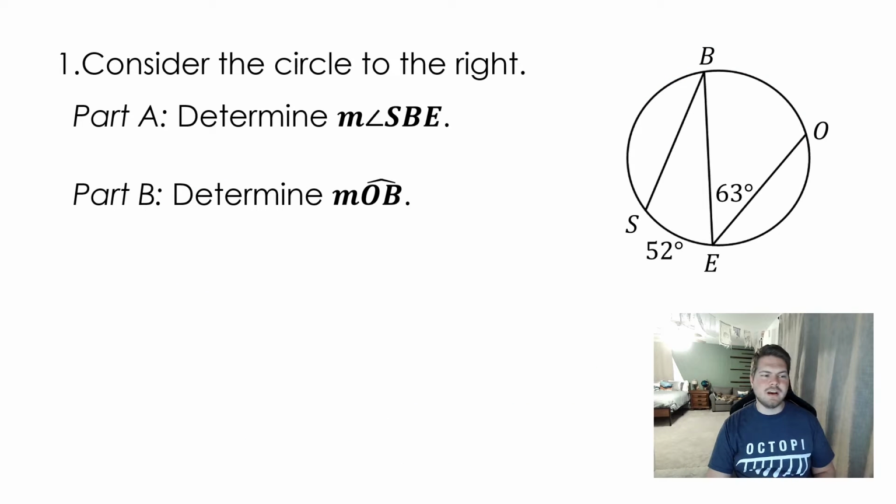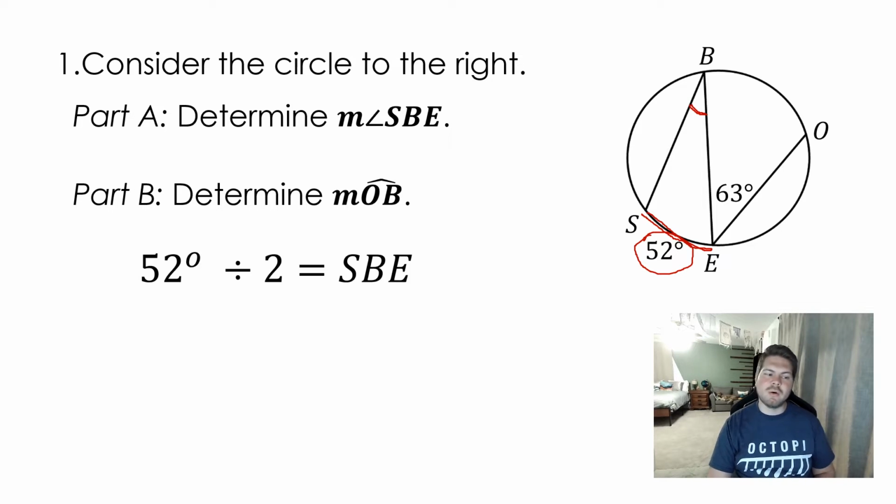All right, now we're going to determine angle SBE, or angle B. We know SE right here, which is 52. And if what we learned earlier is correct, we just have to do 1/2 times 52, or 52 divided by 2, to find angle B. So 52 divided by 2 gives us that angle B is 26 degrees.